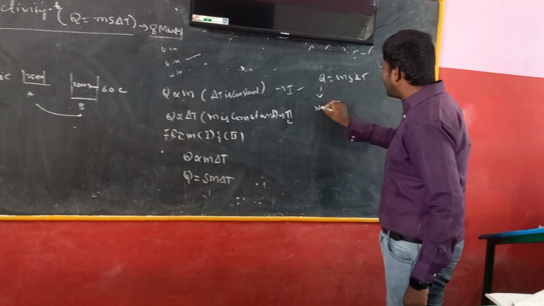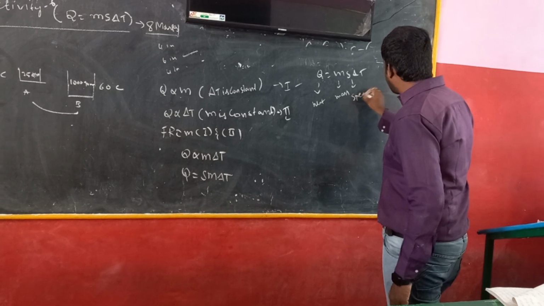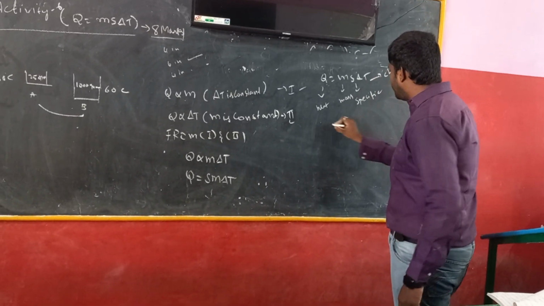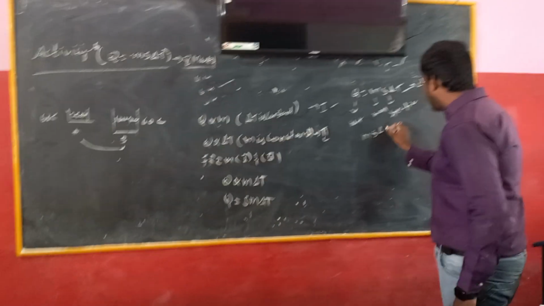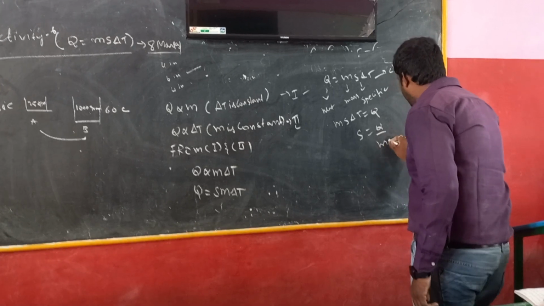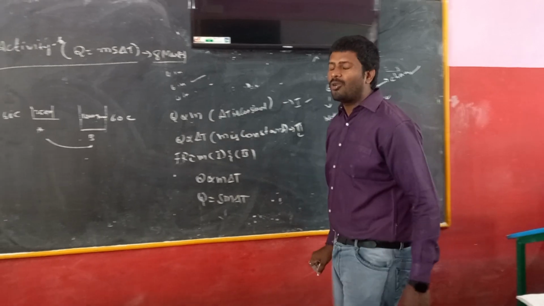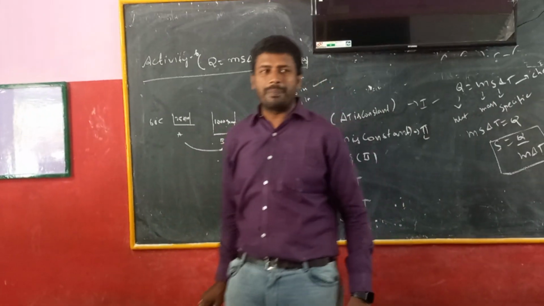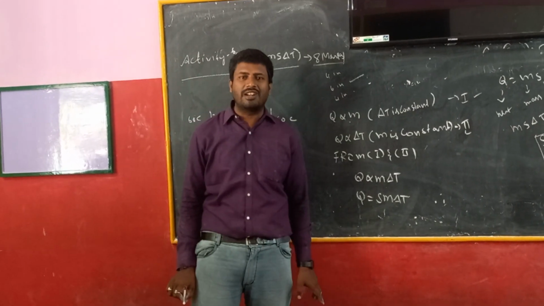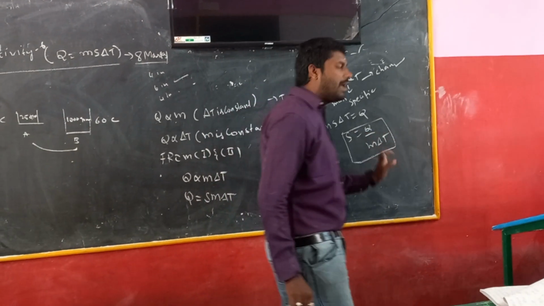Q is called heat, M is called mass, S is called specific heat, and delta T is called change in temperature. Now m s delta T = Q, so S = Q / (m delta T). This is the equation for specific heat. The amount of heat required to raise the temperature of unit mass of a substance by 1 degree Celsius is called specific heat. Specific heat S is given by Q / (m delta T).